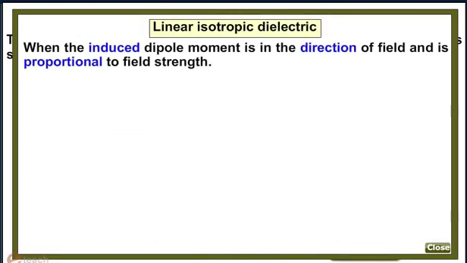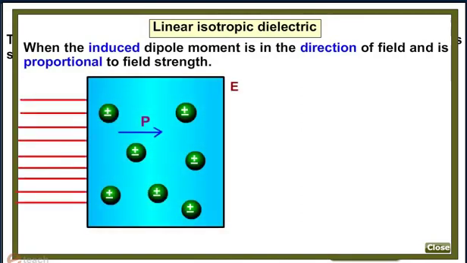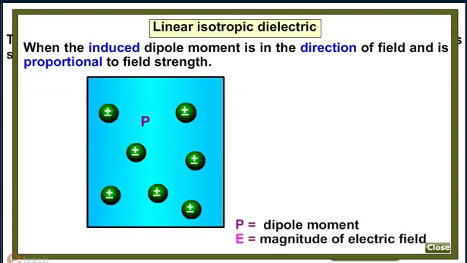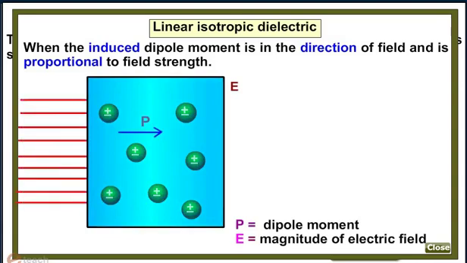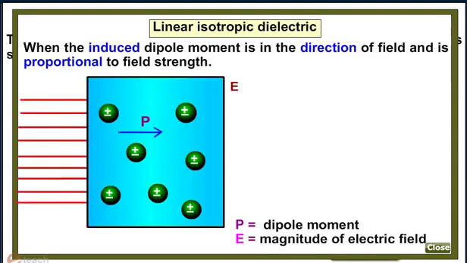Let us know more about linear isotropic dielectric. When the induced dipole moment is in the direction of the field and is proportional to the field strength, it is called a linear isotropic dielectric, where P is the dipole moment and E is the magnitude of the electric field.